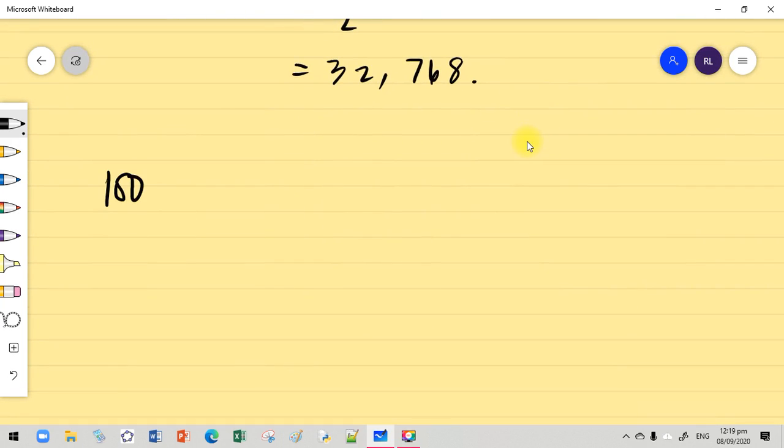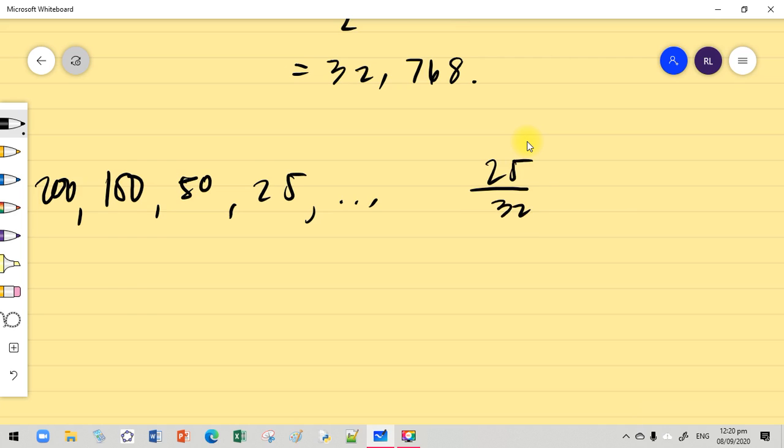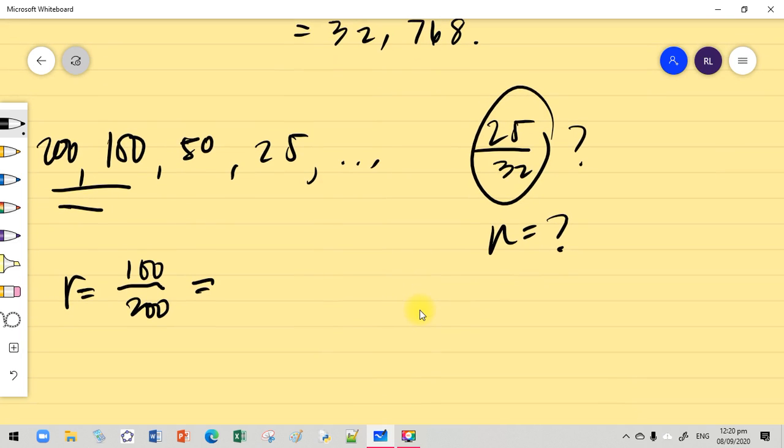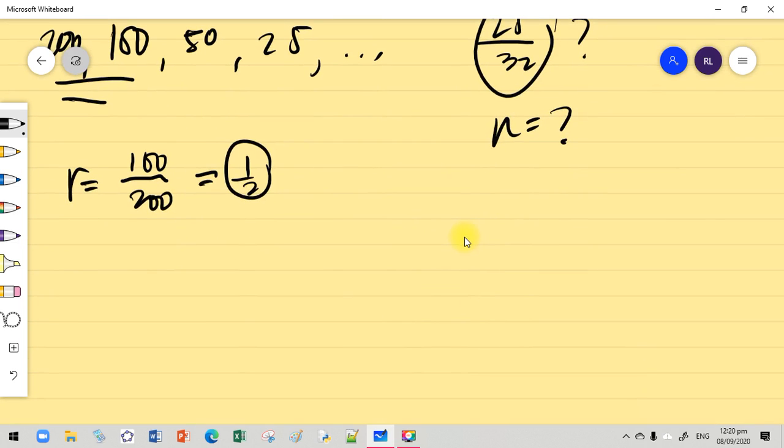I'll just write it again here: 200, 100, 50, 25, and so on. What term is 25 over 32? So you're looking for n. We know that r is just 100 divided by 200. If these first two terms are hard for you to simplify, you can go with the other two terms, such as 25 over 50. So you have 1/2. So we know that a sub n is just a sub 1 times r raised to n minus 1.